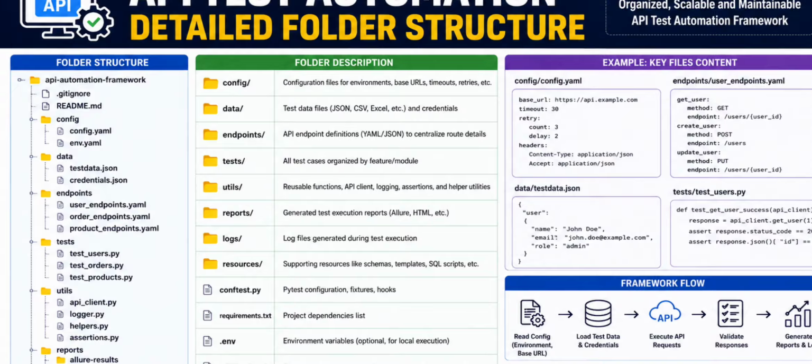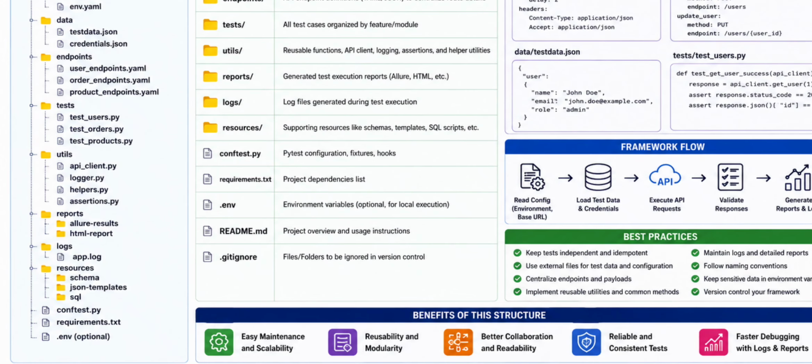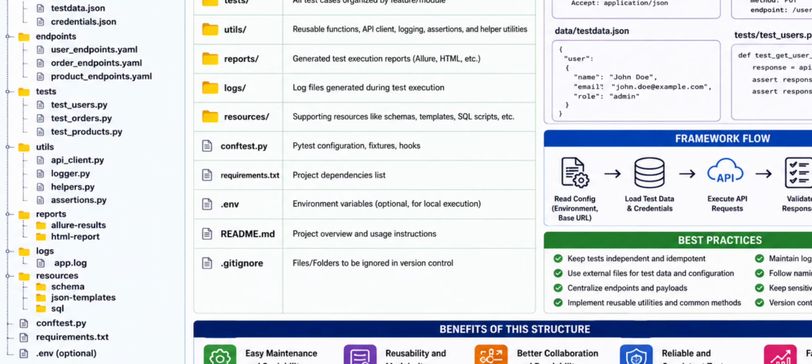Okay, and then next comes the reports folder. Okay, all the generated test execution reports. Okay, either it can be HTML report or Allure report or extent report or whatever it may be. So all this will be populated in the reports folder. Okay, and then next we'll have the logs folder. Okay, so all the log files generated during the test execution will go inside this folder, and then we will have the resources folder. Okay, resources folder, all the supporting resources like schemas, templates, SQL scripts and many others will go inside this folder.